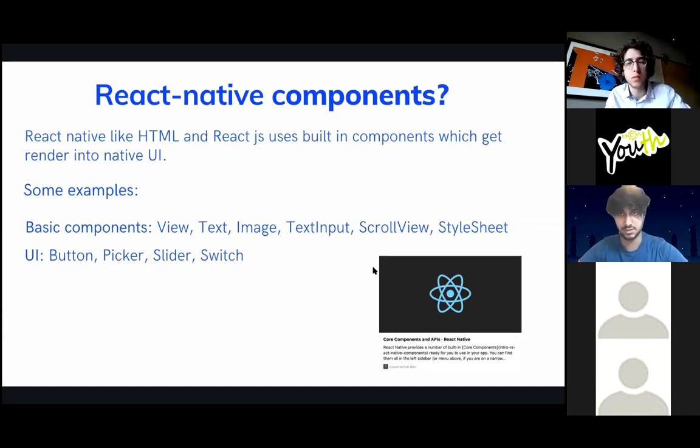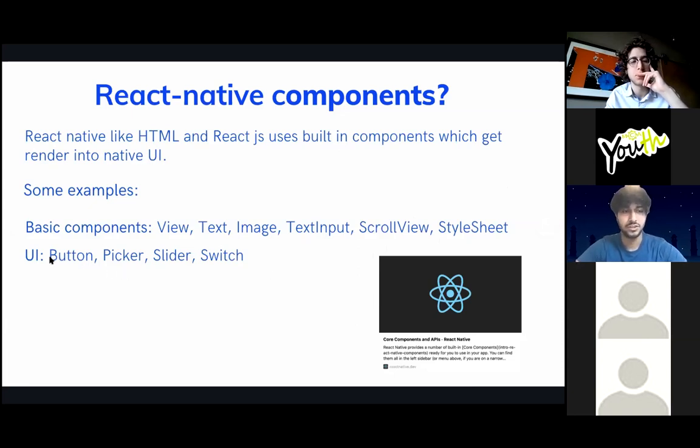So this is an image here. And text input allows you to input text, so you can have an interaction with your user. And then scroll view allows you to make it scrollable. And style sheet allows you to give it style, so it's not just boring plain text, and it actually looks good.